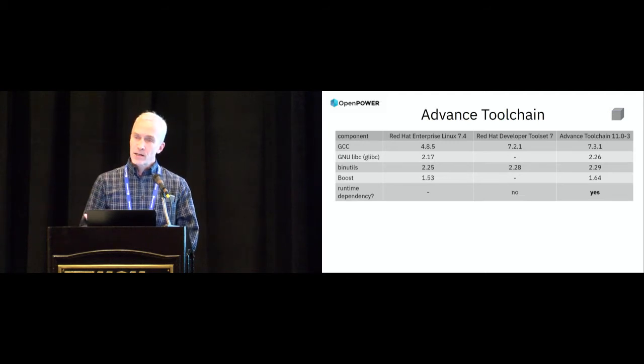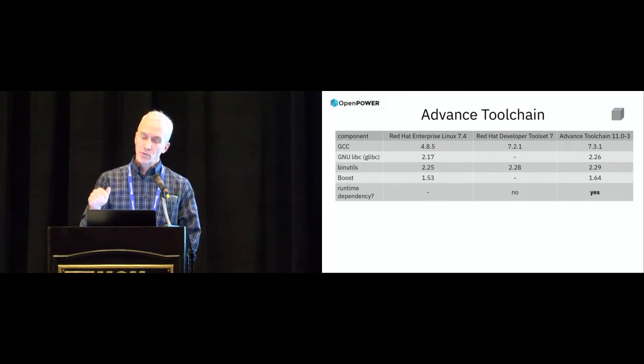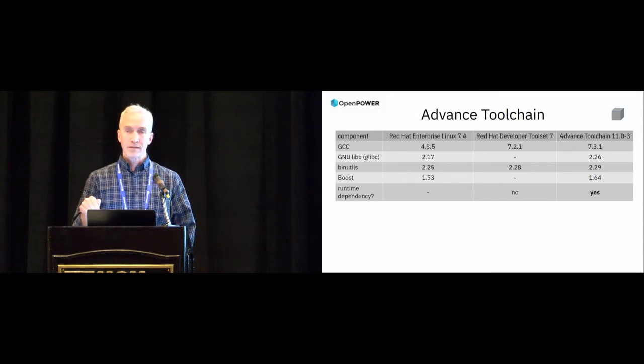And in the center column, you can see that Red Hat has made strides in a similar area. They provide a developer tool set, which makes available to developers one of the latest releases of a compiler, version 7.2, so very close to latest, and the latest version of binutils. But one of the things I wanted to draw into is the advanced toolchain makes the libraries available.